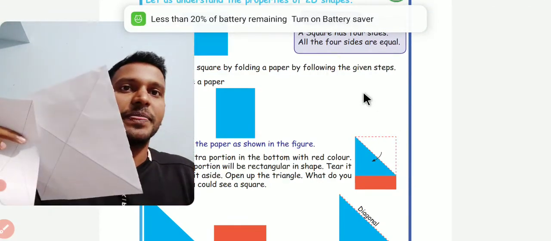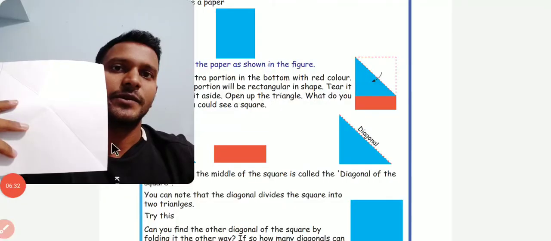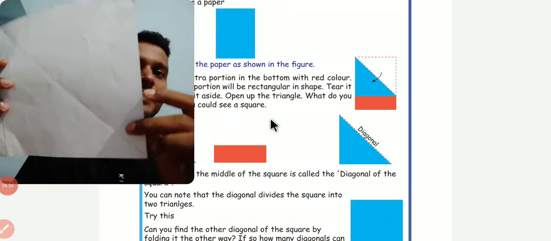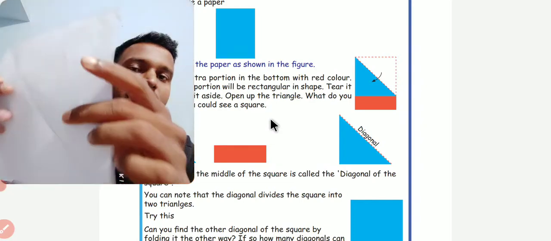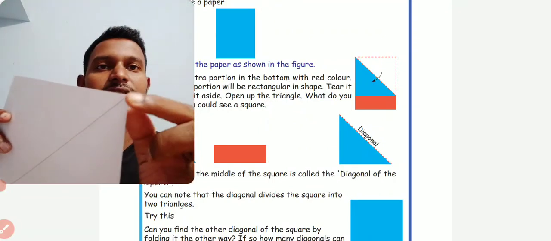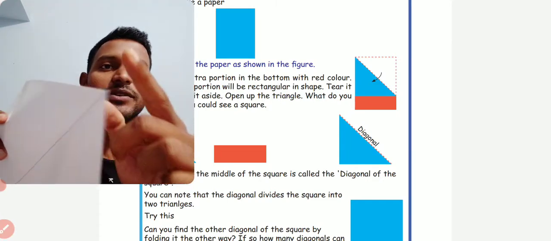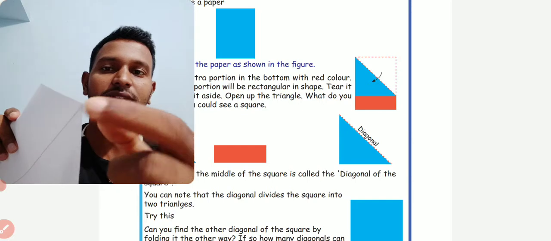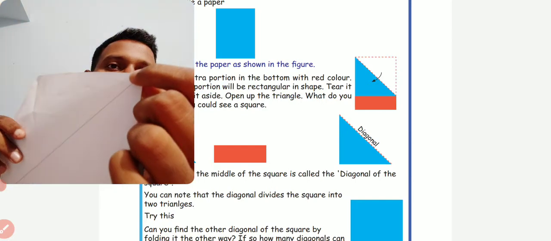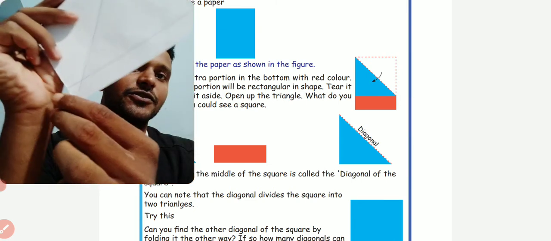In this, the square has 4 sides. 1, 2, 3, 4 sides. This part is called a corner. Two sides are meeting at one point. This point is called a corner. It has 4 corners. 1, 2, 3, 4 corners.